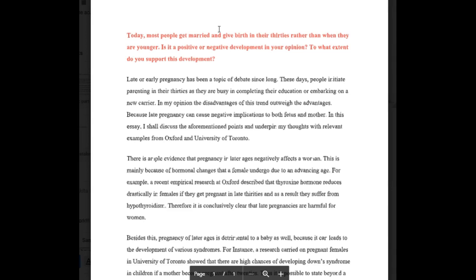All right, so let's see. There is ample evidence that pregnancy in later ages negatively affects a woman. This is mainly because of hormonal changes that a female undergoes, as due to an advancing age. For example, no, you can't say a research, you say recent empirical research at Oxford described that thyroxine hormone reduces drastically in, not reduces, it decreases drastically in females if they get pregnant in late 30s. Careful with your typing. And as a result, they suffer from hyperthyroidism. Therefore, it is conclusively clear that late pregnancies are harmful for women.